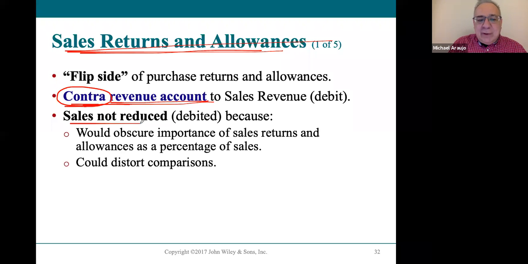The actual sales revenue isn't reduced. Sales revenue is not affected. Sales returns and allowances is affected. Okay, so we look at it. We don't want to distort anything.